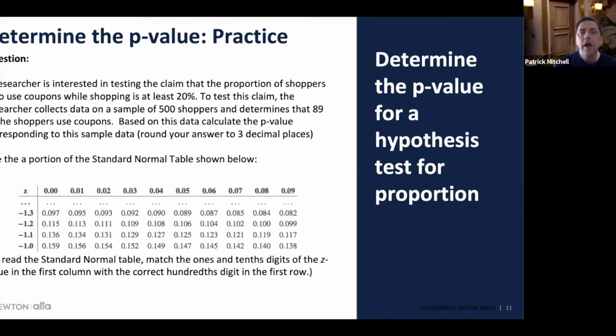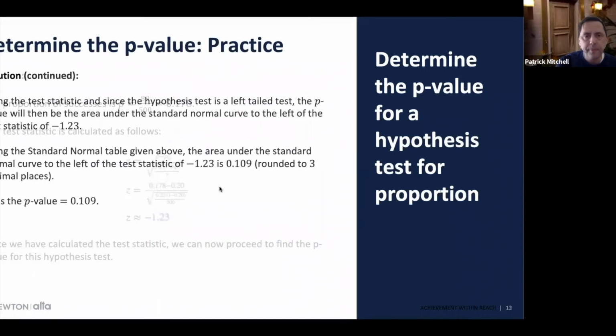What that means is that if the proportion of shoppers who use coupons really is exactly 20%, the probability of finding a sample with a proportion this low, 89 over 500, would be about 0.109. So there's almost an 11% chance of getting a sample like that. All right, so that's an example for determining the p-value.